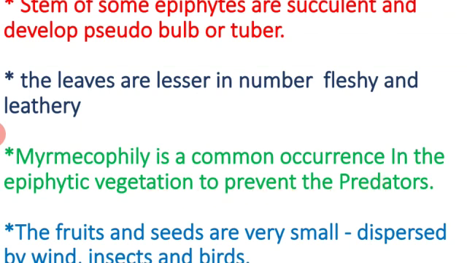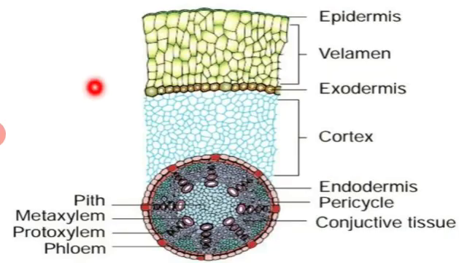Okay, so fruits as well as seeds are very small, so they are dispersed by agents, that is wind, insects as well as birds. Okay, so these are some of the morphological characters of epiphytic plants. So here they have given the TS structure of the aerial root of an orchid plant.